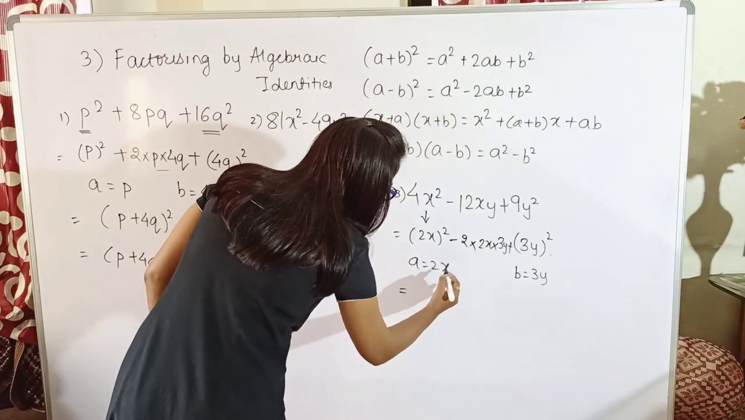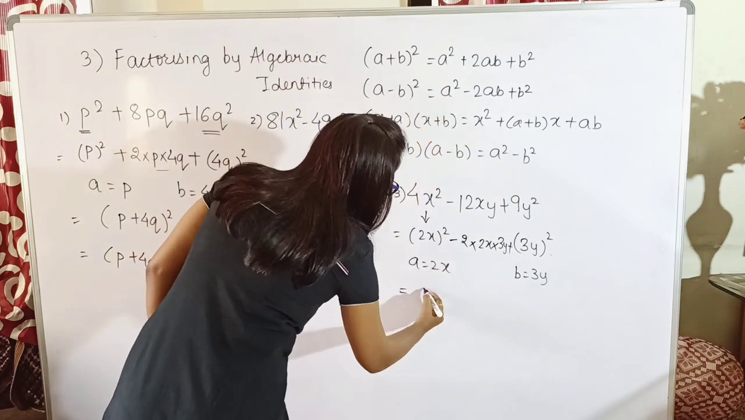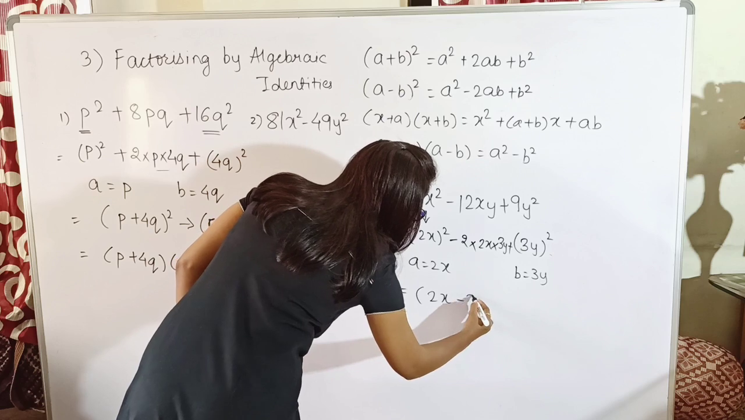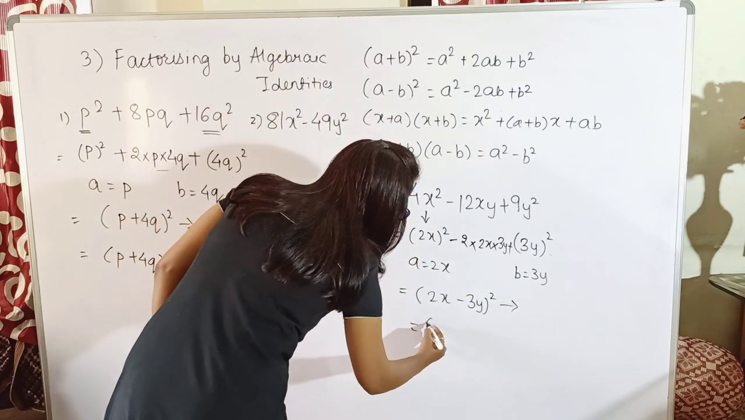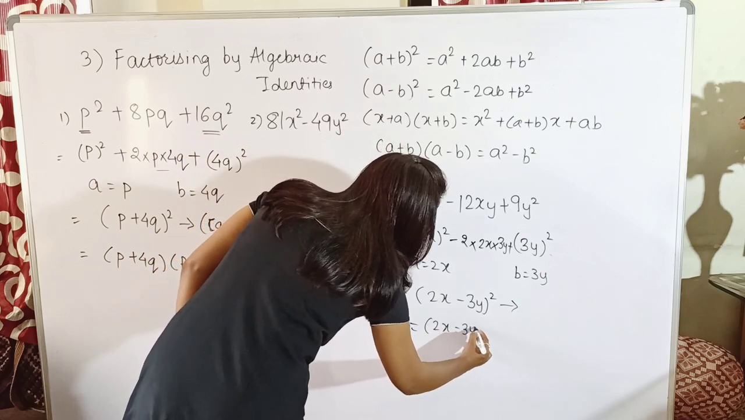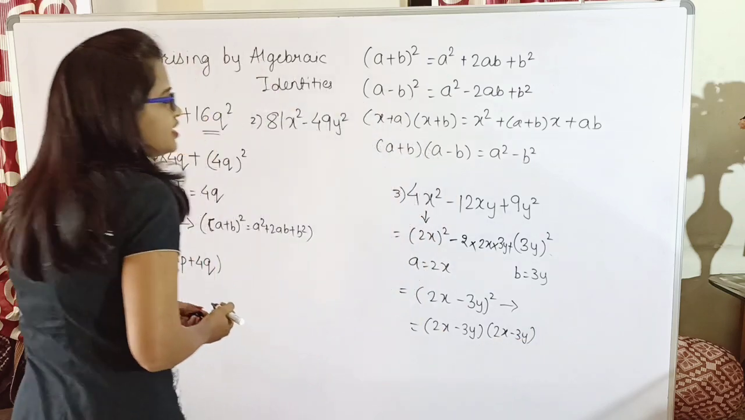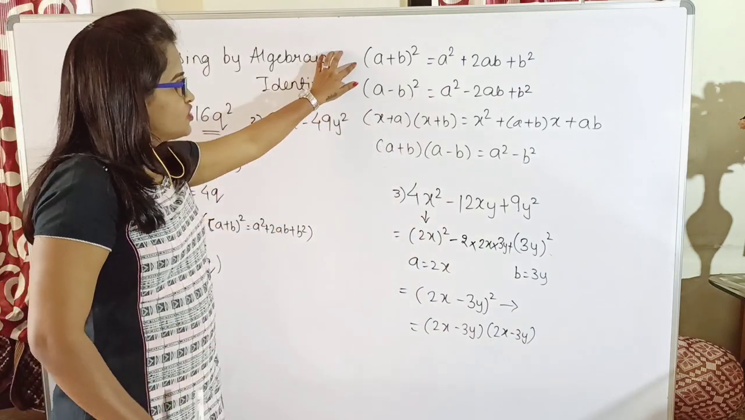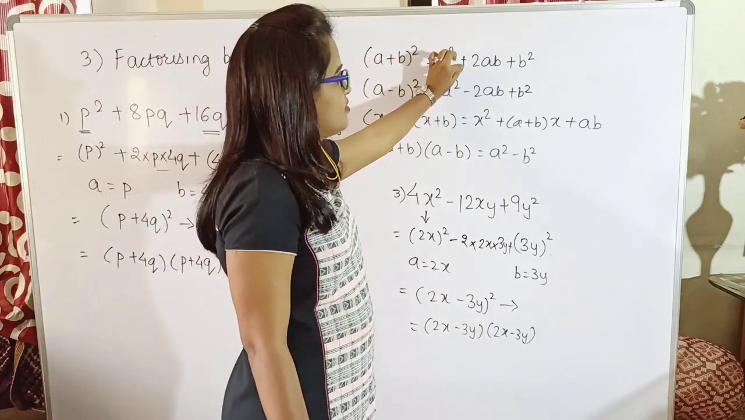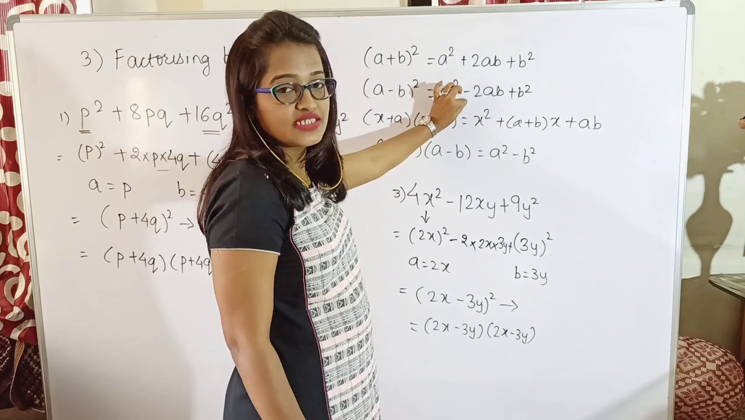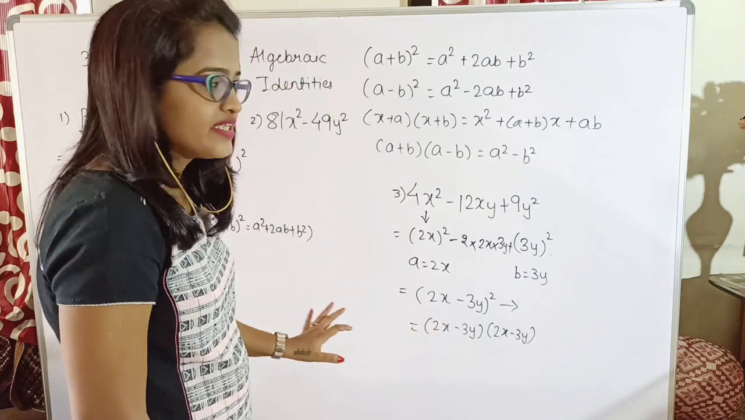Hence, in the last step, I can write this identity is actually similar to (A minus B) bracket square, where my value of A is 2x, where my value of B is 3y. Bracket square, specify the identity here, and since it is a square, write the same bracket two times. Okay, so the first two identities are more or less similar. Only the sign of the middle term is different. So depending upon that, there will be either plus or minus inside the bracket.